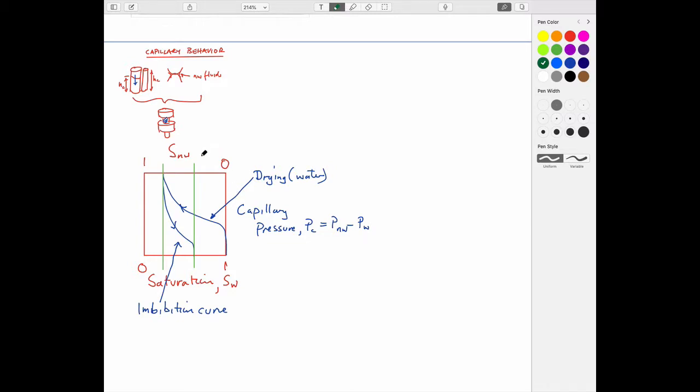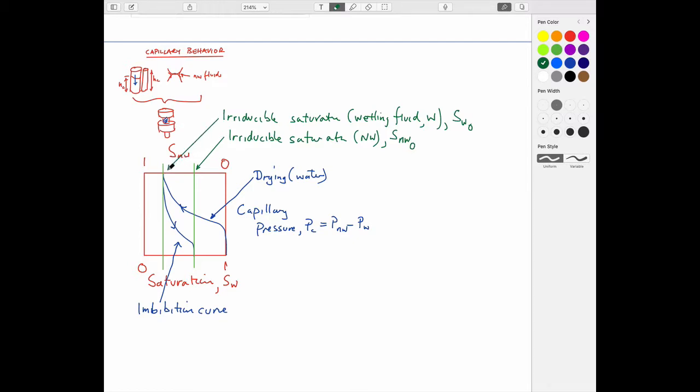We defined the residual saturation of the non-wetting fluid, which we'll refer to as SNW0 for obvious reasons, and the irreducible saturation of the wetting fluid, which we refer to as the saturation of the wetting fluid, SW0. And that's this. And we talked about what those mean.